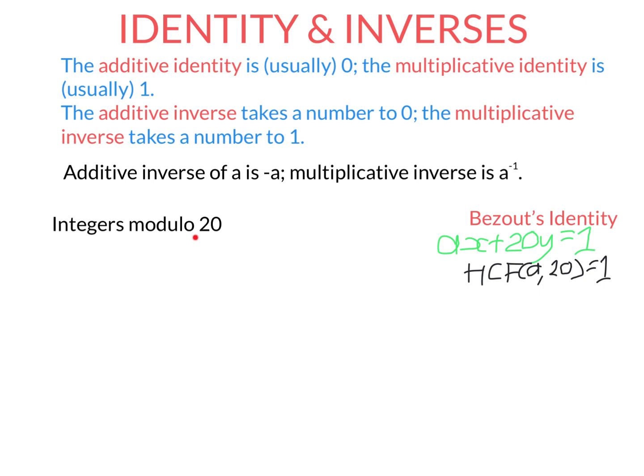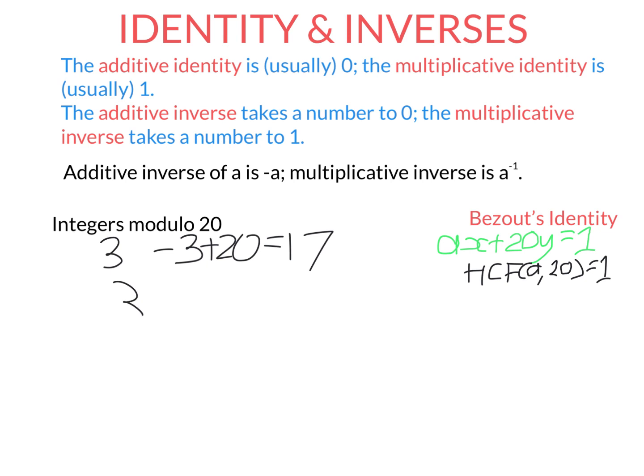To illustrate this point, let's look at the integers modulo 20. If you look at a number like 3, its inverse is just negative 3. But negative 3 isn't a member of integers modulo 20. But remember, we can just add or subtract multiples of 20 to find an equivalent number. Negative 3 plus 20 is equal to 17. So negative 3 is equivalent to 17 mod 20. So 3 and 17 are additive inverses of each other, because if you add them together, you get 0 modulo 20.